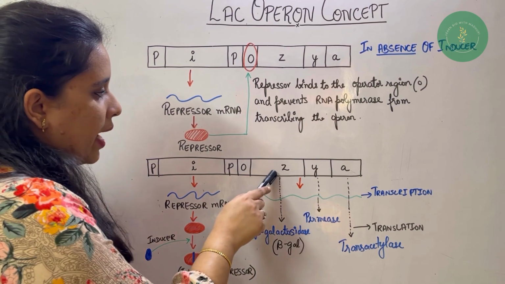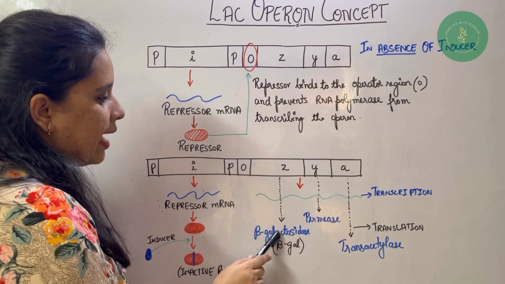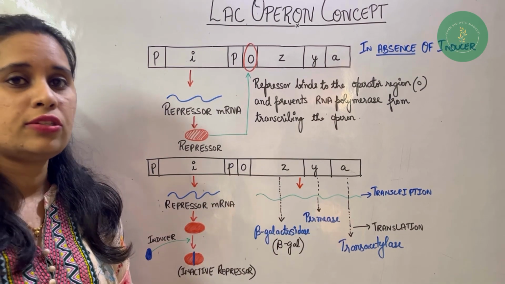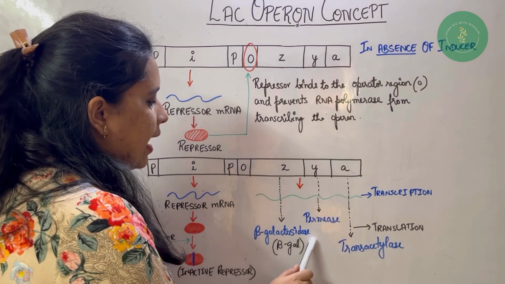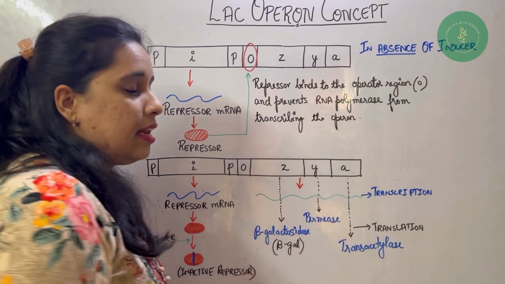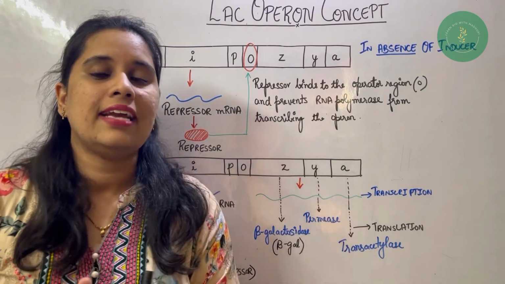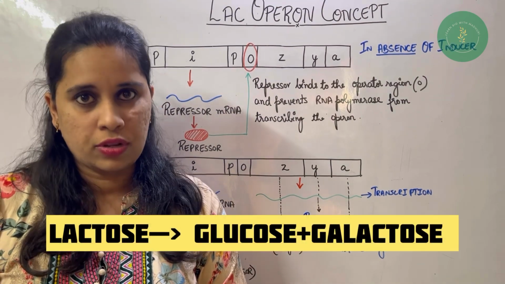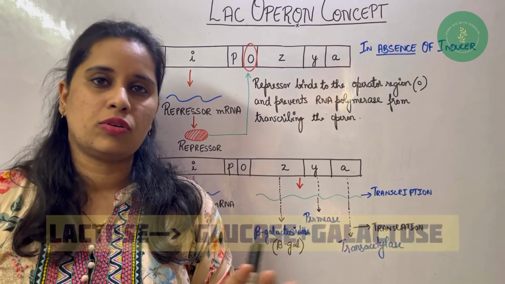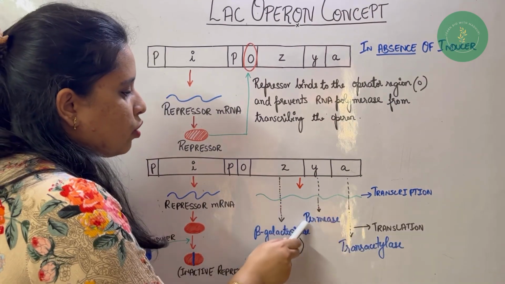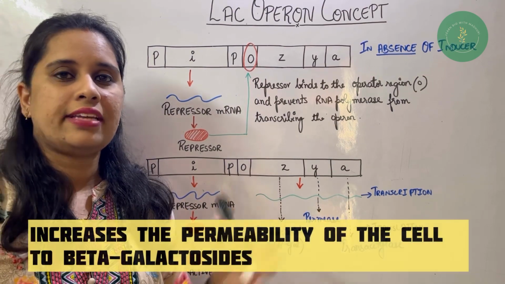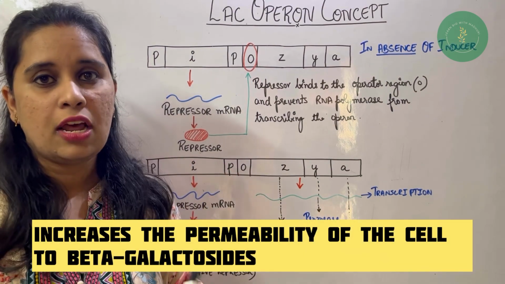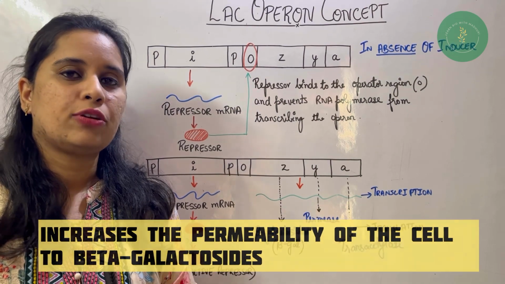Now, the Z gene codes for beta galactosidase, which is also called beta gal. The beta galactosidase will hydrolyze the disaccharide lactose into galactose and glucose. The Y gene codes for galactoside permease, which increases the permeability of the cell to the beta galactosides.